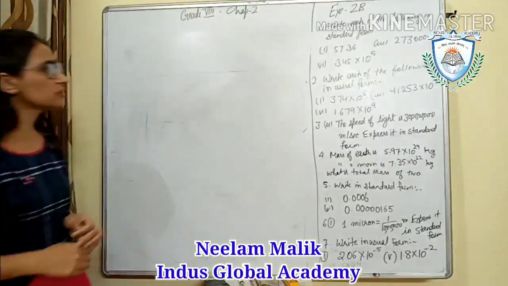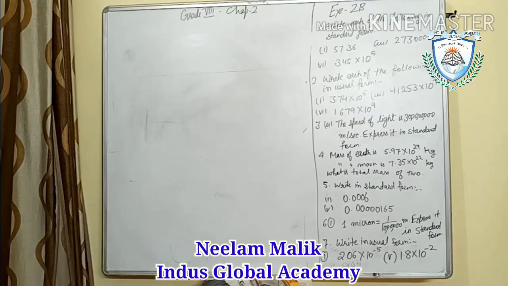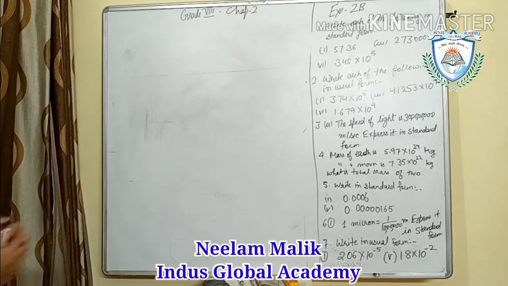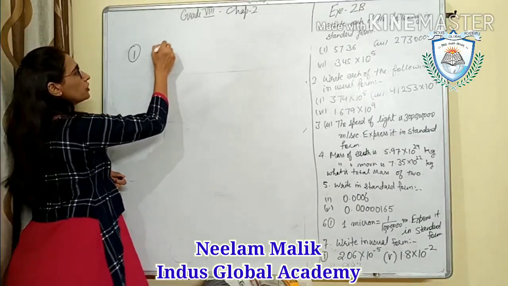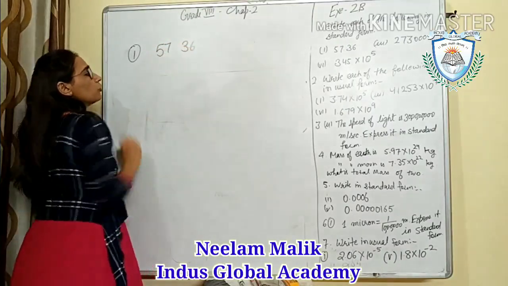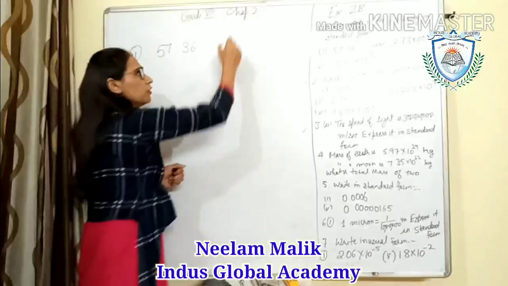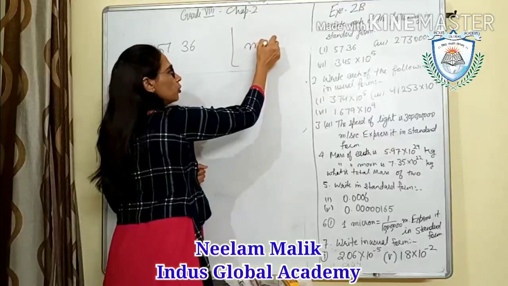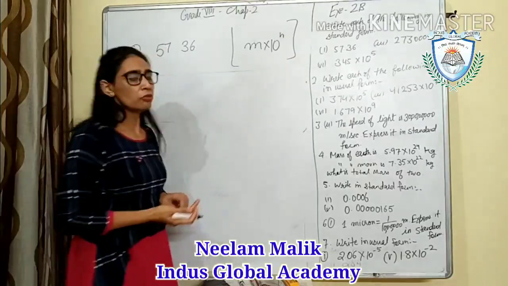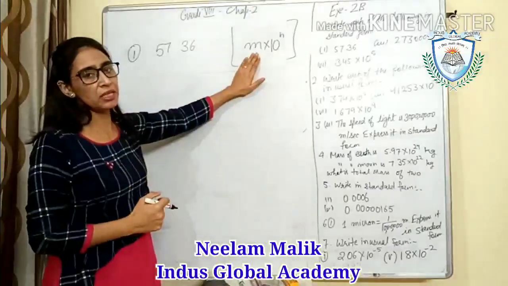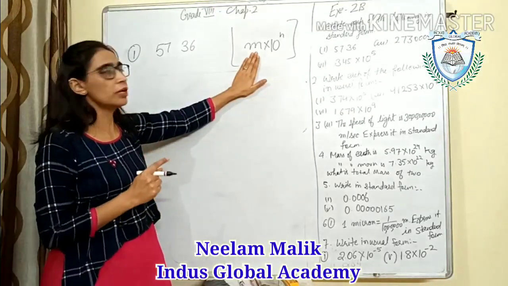Now, in the exercise, question number 1. The statement is, write each of the following in the standard form. So the first one is 57.36. We have to write this number in the standard form. What is the standard form? A standard form is in the form m into 10 raised to power n, where this m will be a decimal number and the value of m will be from 1 to 9.